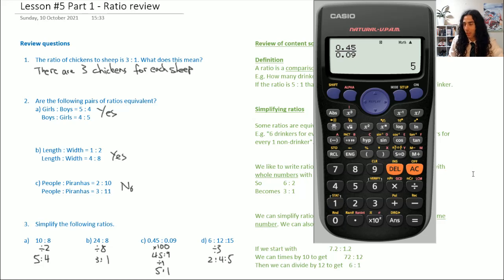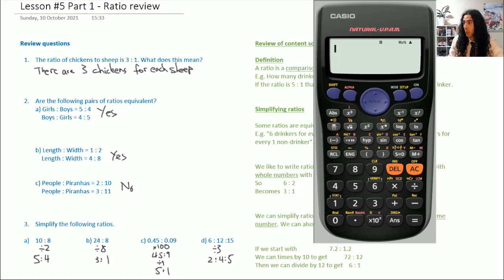But the last one, 6 to 12 to 15, you can't. Like, if I do 6 over 12, like 1 to 2, and then I do 12 to 15, 4 to 5, it doesn't quite match up. What you need to do is, for now, do this by hand. So divided by 3, 6 divided by 3 is 2, 12 divided by 3 is 4, 15 divided by 3 is 5. I don't see a way to do it with a calculator.